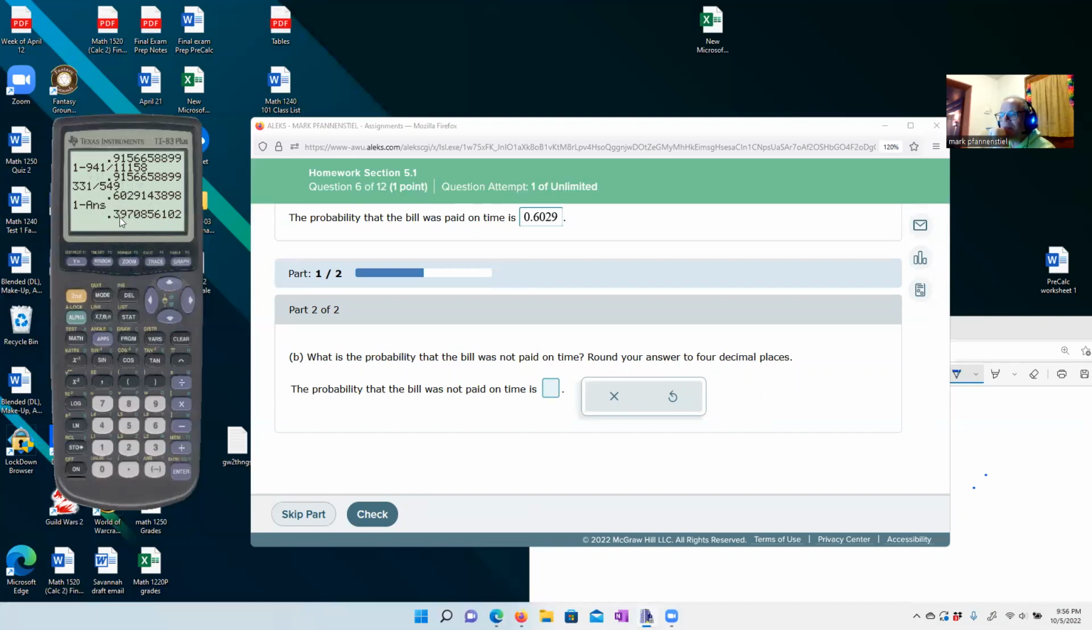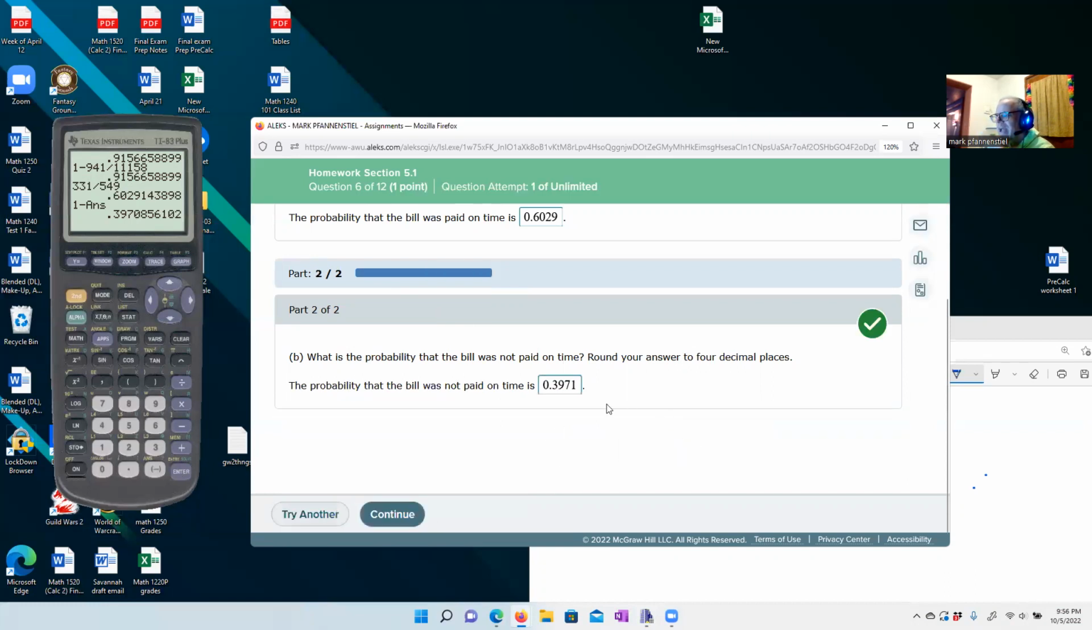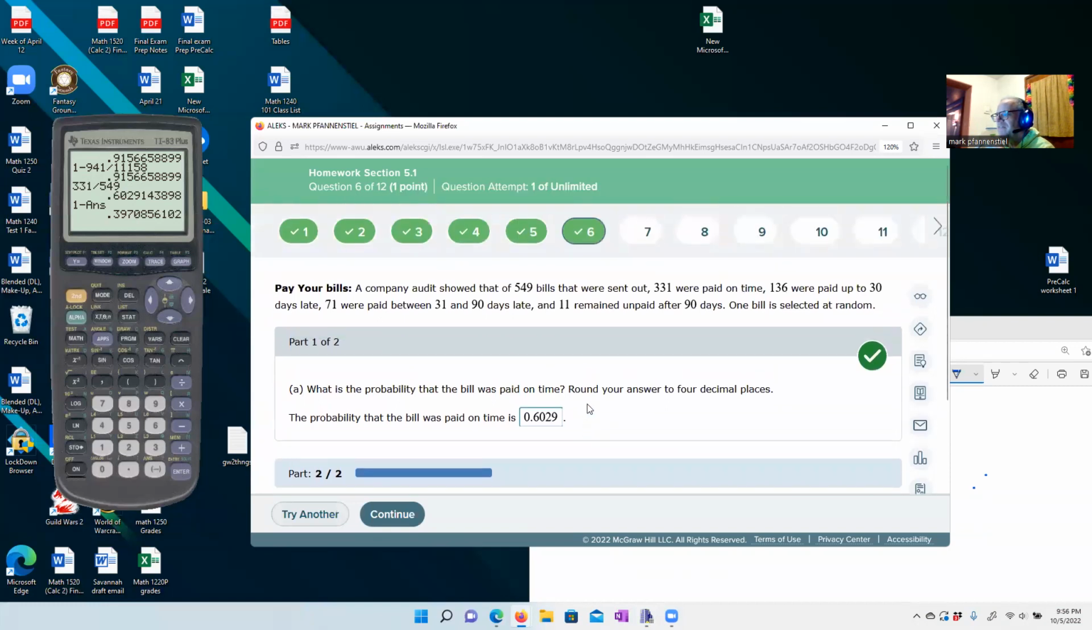So 1 minus this right here, that's how we're going to get that value. That'll be 0.3971. Does that make sense? Check, hooray, and then we'll go on with our lives.